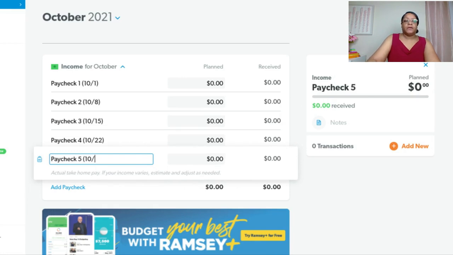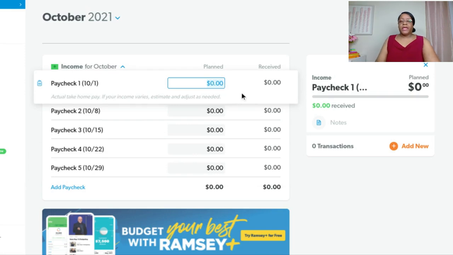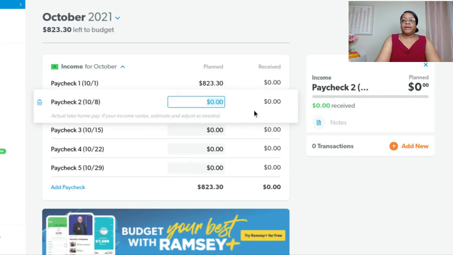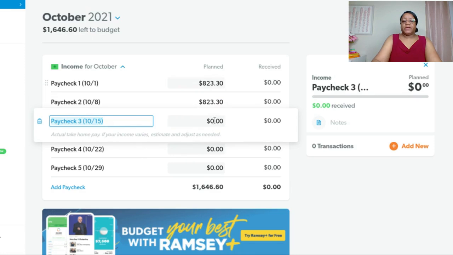10/29. Okay. And so for me, per paycheck, I'm estimating that I'm going to get paid $823.30. You may be like, that's convenient. Where that amount came from? It actually came from my income. This was my take home income back in October of 2017. And this was my take home income from my full time job.